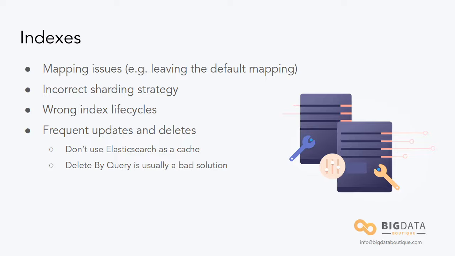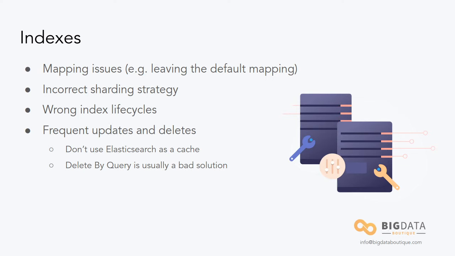There's many other mapping issues we see. Just make sure you understand what the mapping is doing, what type of fields you have there, what types of fields you can use, and make sure you are optimizing on that.